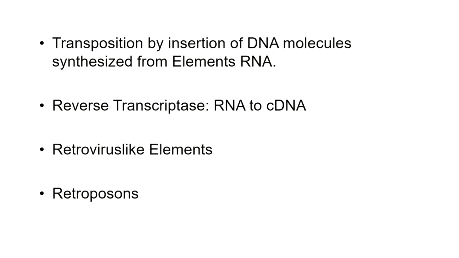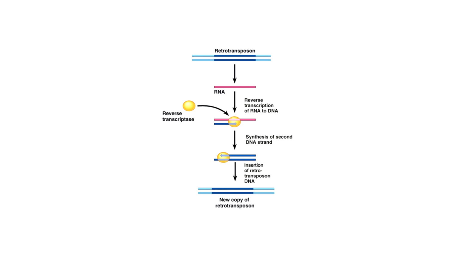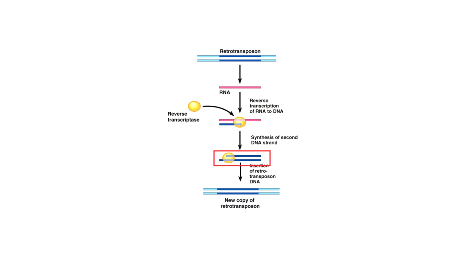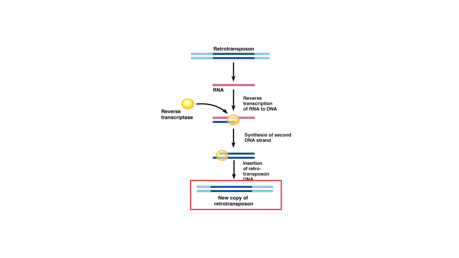Now let's get started. Transposition in retrotransposons involves the insertion of copies of a double-stranded DNA molecule synthesized from the element's RNA. An enzyme called reverse transcriptase uses the element's RNA as a template to synthesize DNA molecules. And these DNA molecules are then inserted into a new chromosomal site known as the target site. Because of this mechanism, it reverses the usual direction in which genetic information flows in cells, which is from DNA to RNA. However, in this case, it flows from RNA to DNA, and thus this is referred to as retrotransposition.